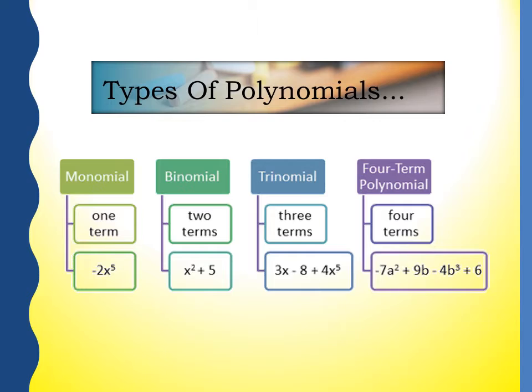In the start of our lesson, let's revise the types of polynomials. The algebraic expression which has one term is called a monomial. The algebraic expression which has two terms is called a binomial. The algebraic expression which consists of three terms is called a trinomial, and if it consists of four terms or more, then it's called a polynomial.